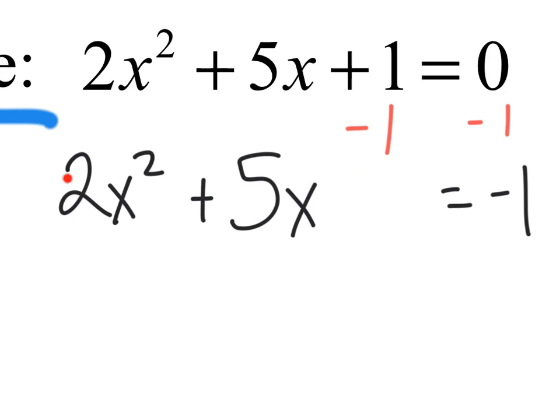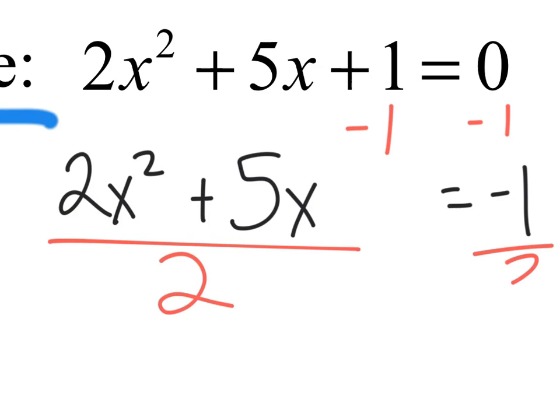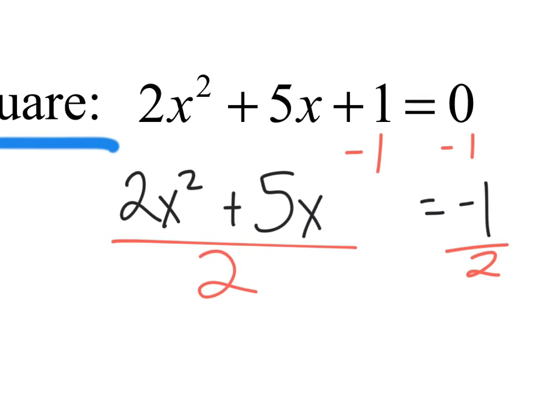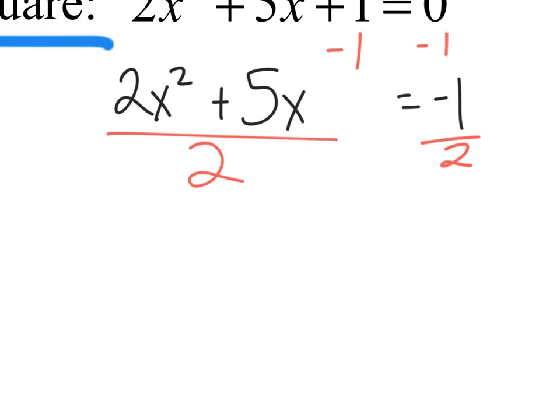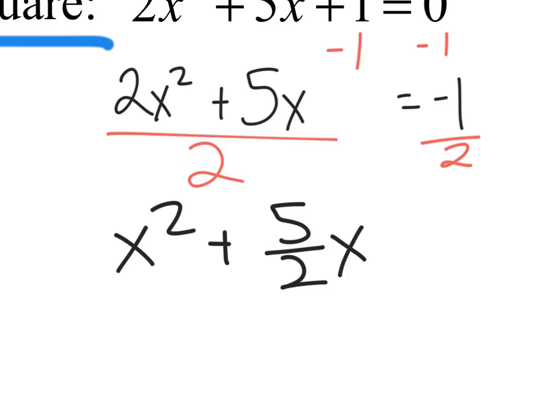But first, we need to make a 1. We've got to sort of eliminate this 2. And to do that, we're going to be dividing the left side by 2. And if we do something to one side, we've got to do it to the other. And so when we divide the left terms by 2, we've now got x squared plus 5 halves x equals -1/2. Great.